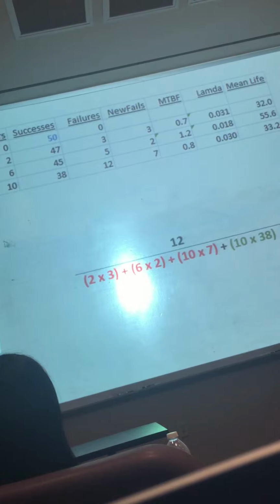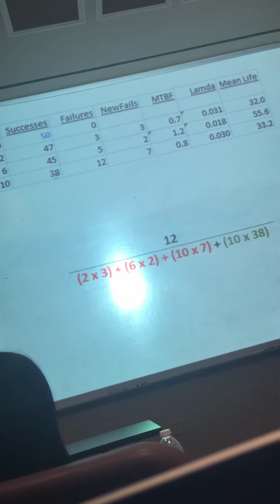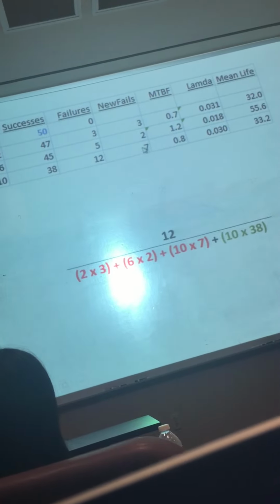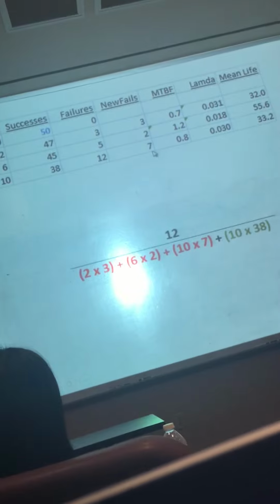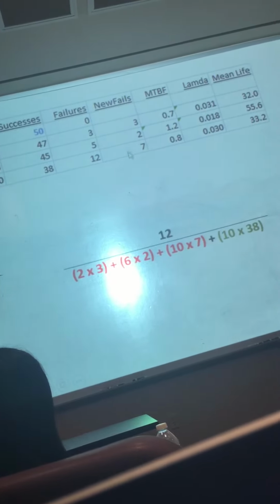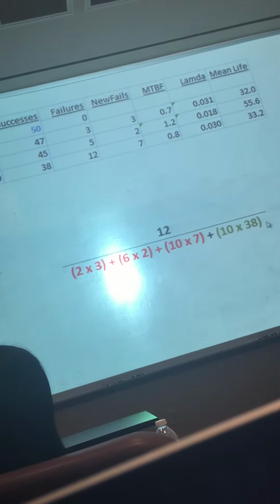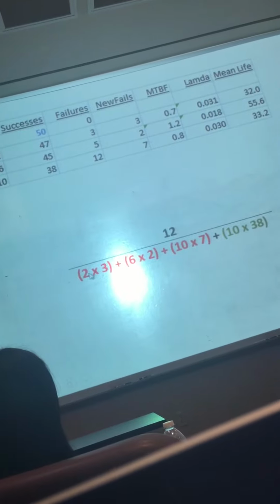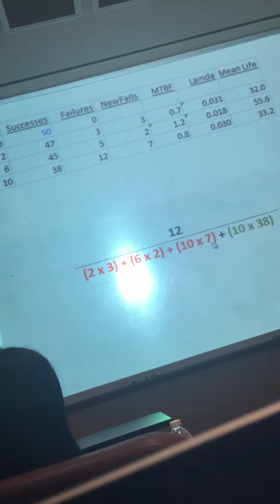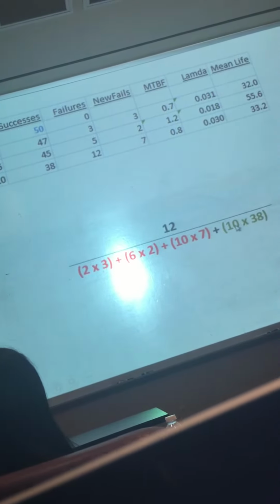Let's do another line, the third line. At the end of 10 years, I've got 38 left that haven't failed. So 12 failures total, 7 more since that 6-year point. So I've got 3 failure terms. I know I'm going to have 3 red things down here and a green thing. So 3 failed at 2 years, that doesn't change. 2 more failed at 6 years, and 7 failed at 10 years, leaving 38 at 10.